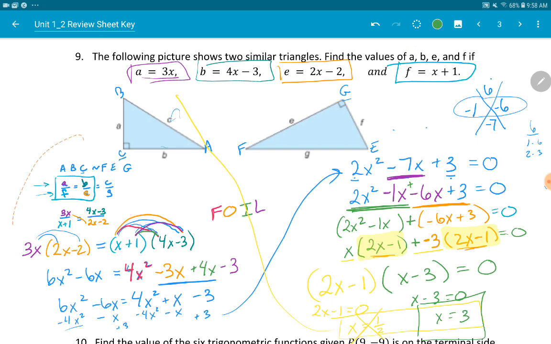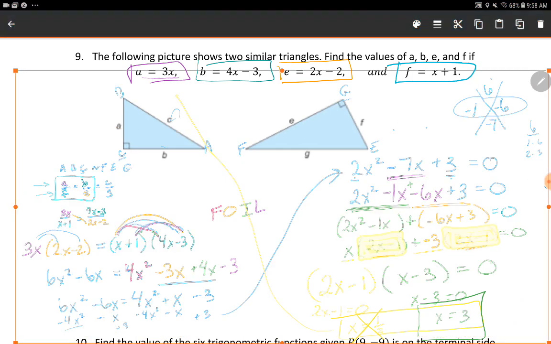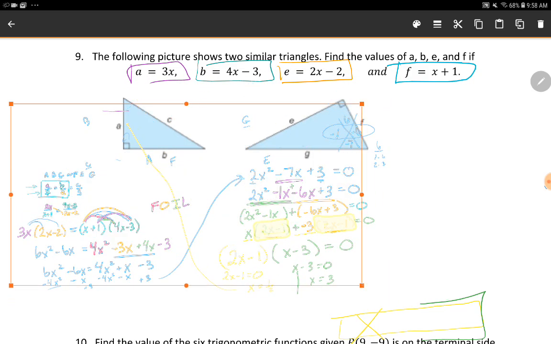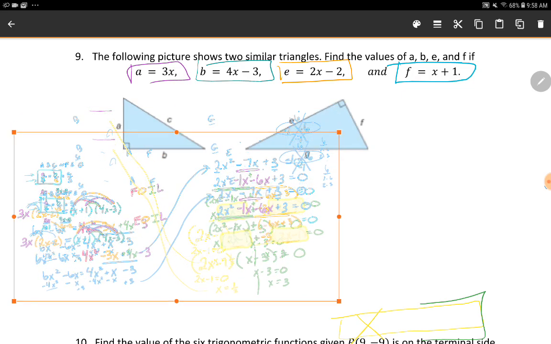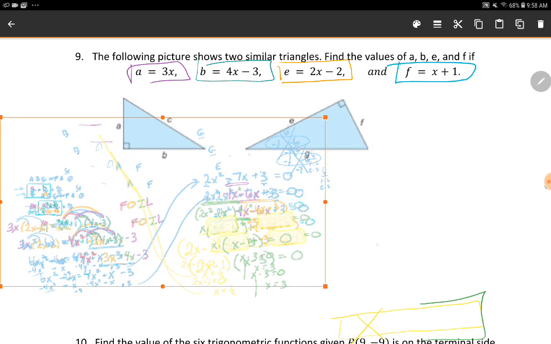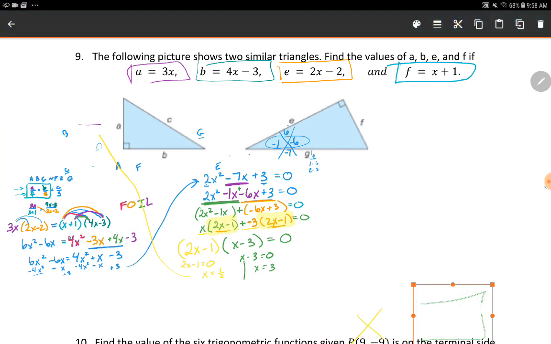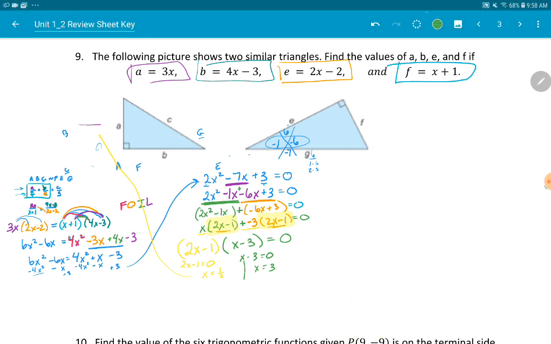So I'm going to shrink up my work again so that I can make some space to do that. Kind of a mess there. Get rid of this stuff. And remember, we crossed that one off as not possible, and we said x equals 3. So we have x equals 3.